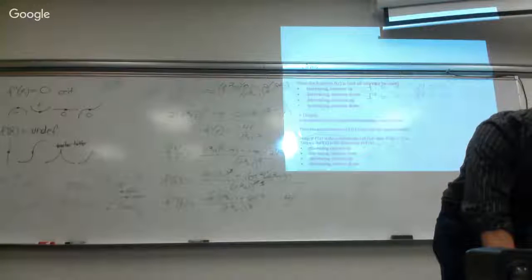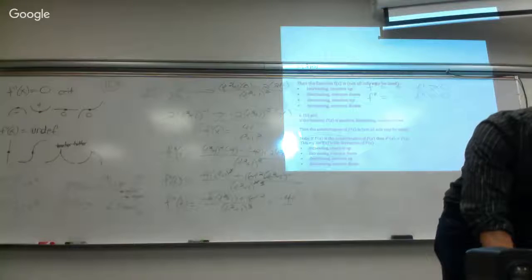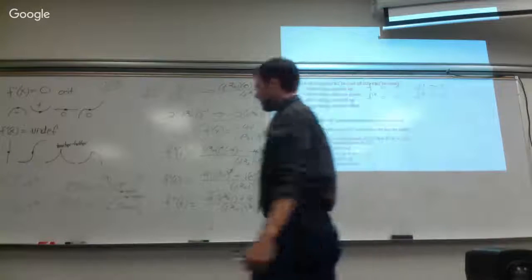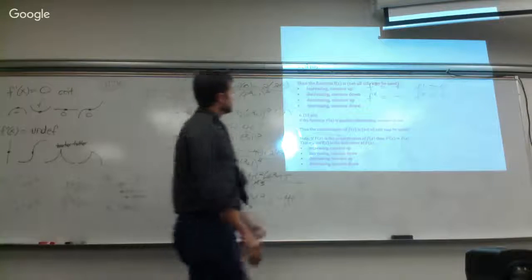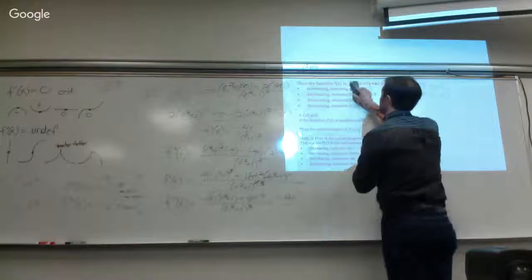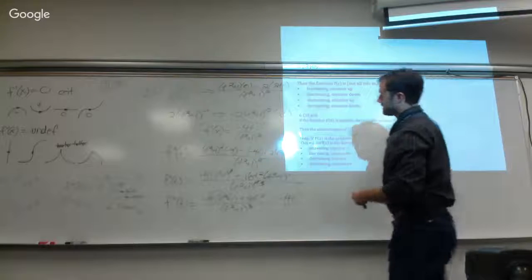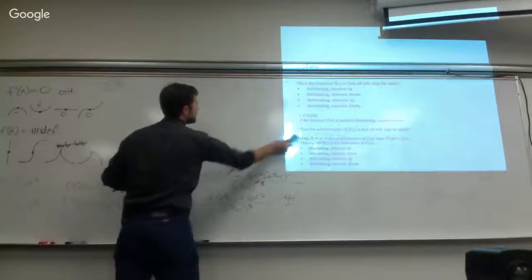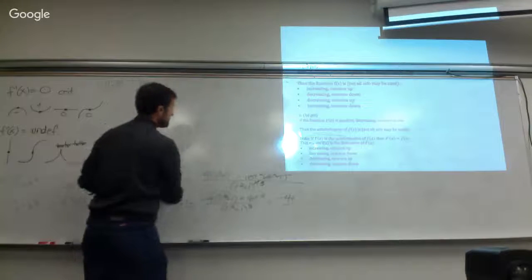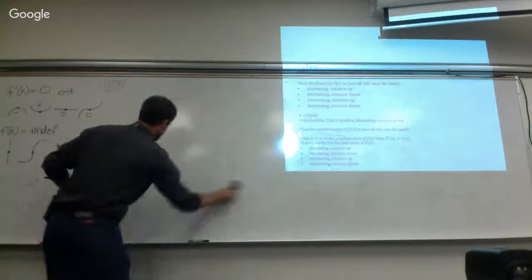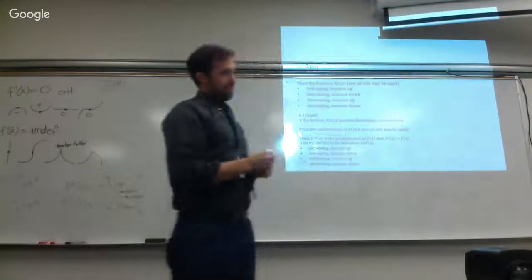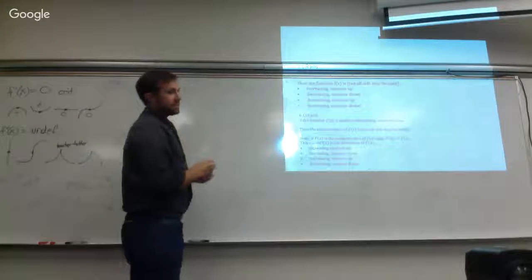Number 5. These are very interesting problems. What are they telling us in these problems? In number 5, we'll start with number 5. What are they telling us? That it's negative. That what is negative? The derivative. Yeah, the derivative is negative. So they're telling us that the derivative is negative.